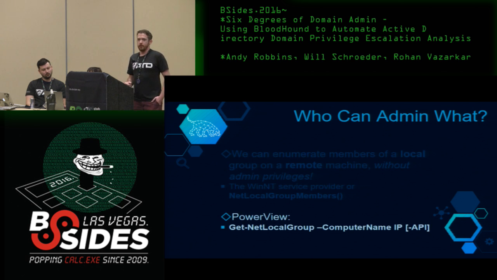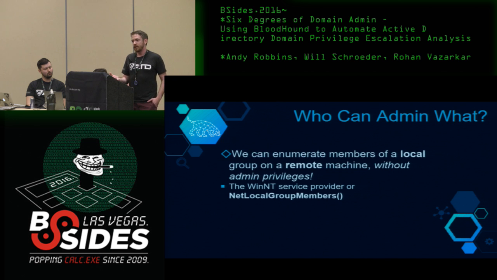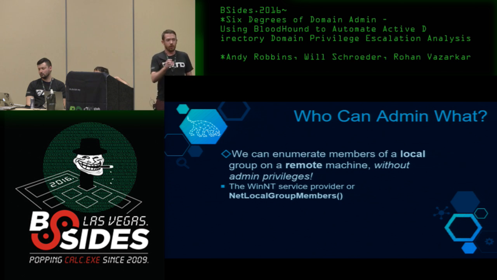There's 2 ways to do this. The first is using something called the WinNT service provider, which is a backwards compatibility type artifact in Windows. This was a remnant of Windows NT domain deployments, or the NetLocalGroupGetMembers Windows API call.